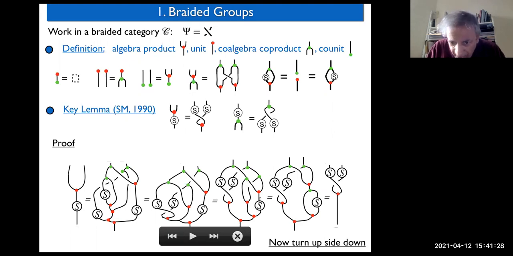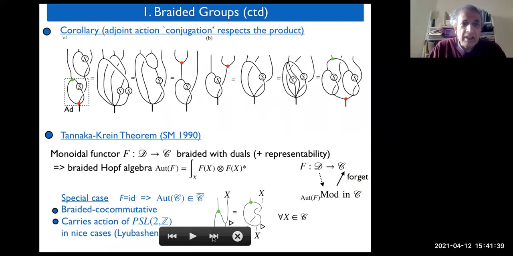And now I'm going to use the Hopf algebra axiom, the bi-algebra axiom, to recognize that as that. Now I've got a loop which I can cancel and I get the answer. And then you can turn it upside down for the dual. Okay, now this antipode is really important.